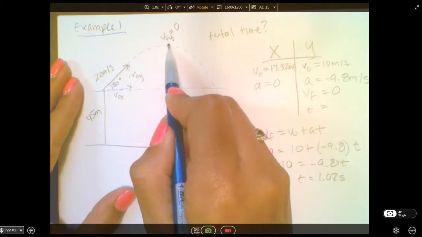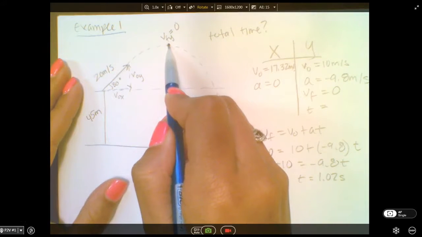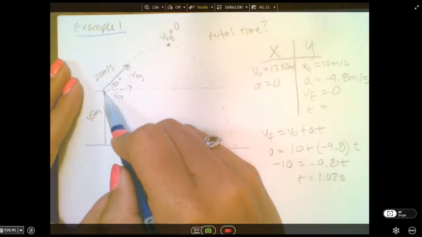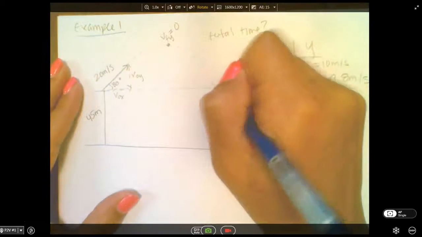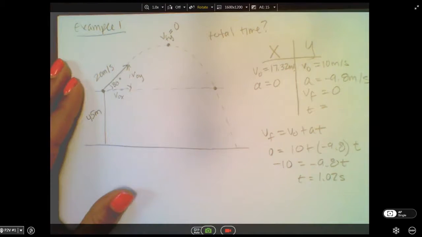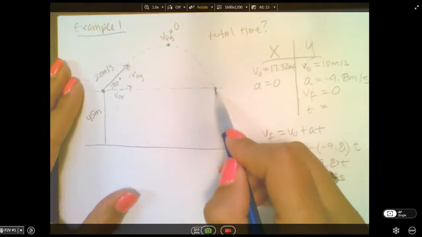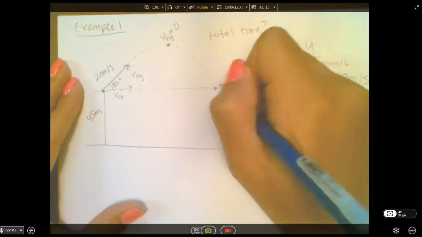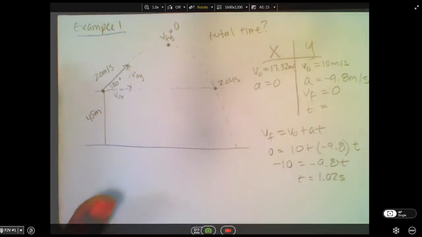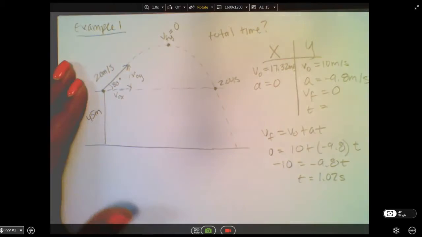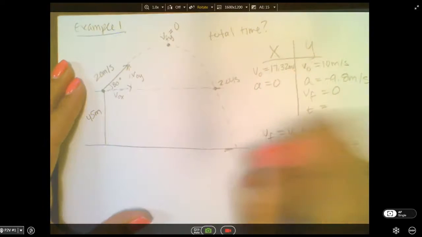Now the nice thing about projectile motion is it's symmetrical. So to get from here to here is 1.02. So to get from here back to that same height again, so back to that same line from where we started, it's going to take the same amount of time, so 1.02. So the total time for the top part is 2.04 seconds if we add those up. So that's really nice to know. So now all we need is from here down to the bottom.